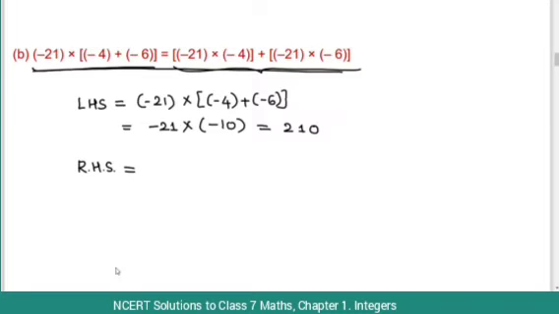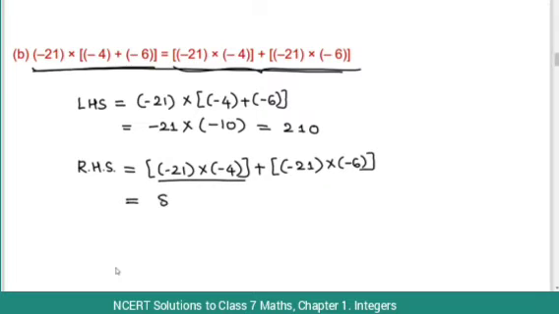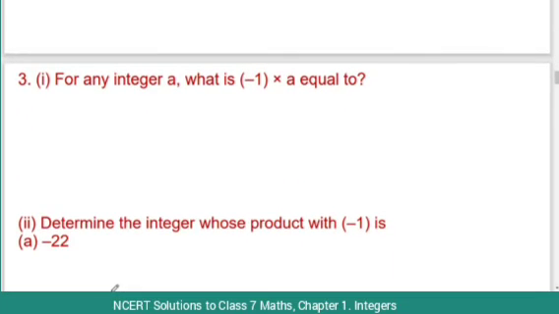And RHS value, minus 21 into minus 4 plus minus 21 into minus 6, which is equal to 21 4s are 84 plus 21 6s are 126. Both sides minus get cancelled. Then its value is 210. Therefore LHS value is equal to RHS.